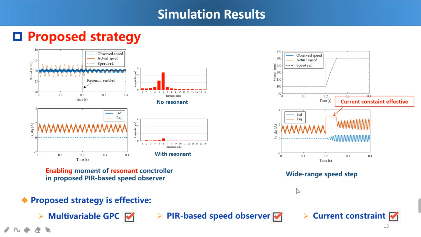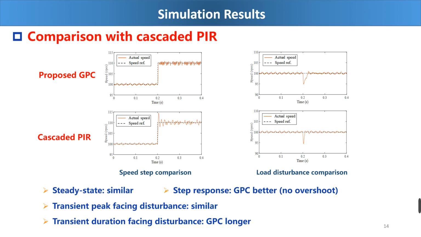And if we give a wide range speed step, we will see that we can track the reference very well without any overshoot, and the current constraint can be effectively achieved. So the 3 main functions, the multivariable GPC, the PIR-based speed observer, and the current constraint, are all effective. And finally, let's have a comparison with cascaded PIR.